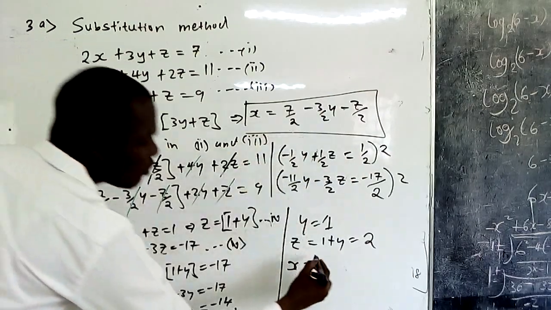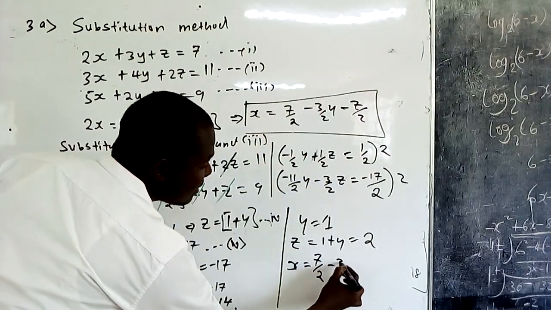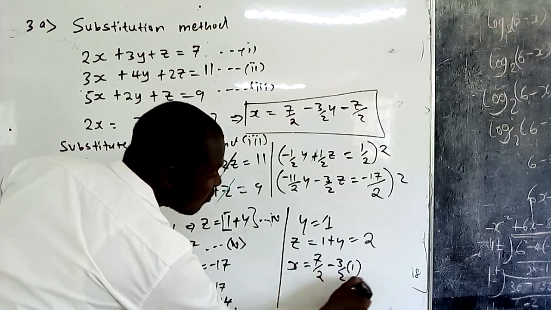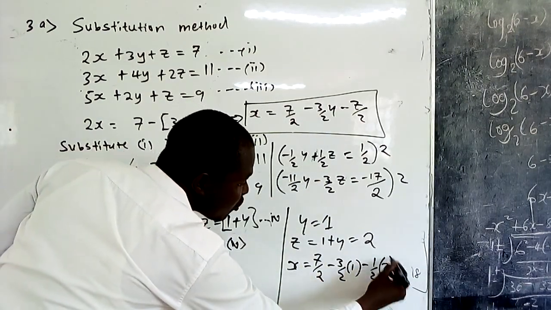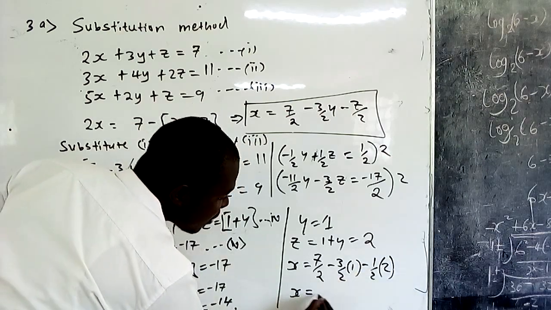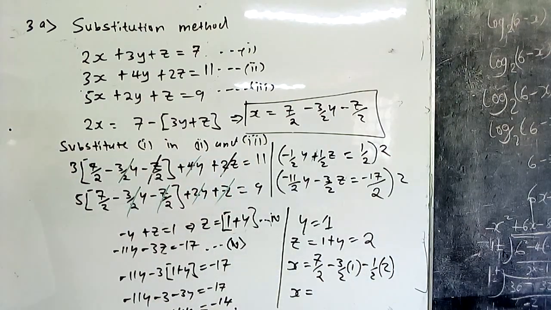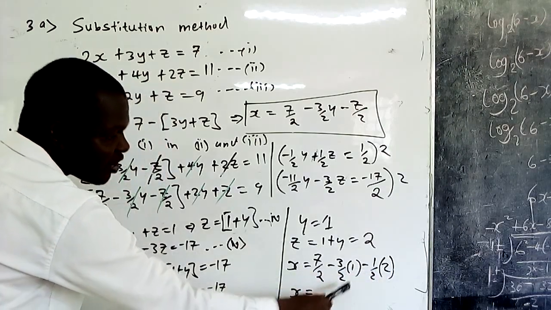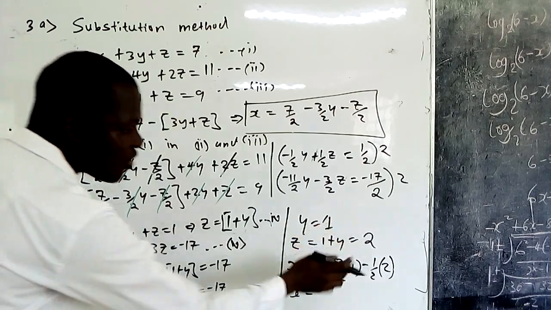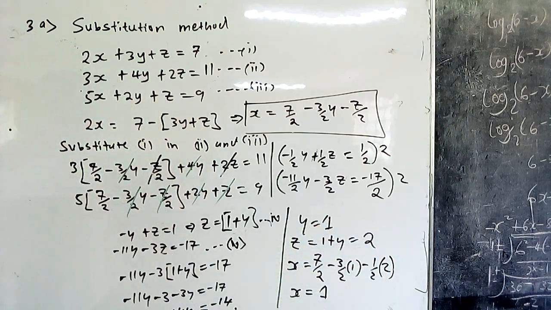What is x? 7 over 2 minus 3 over 2 into the value of y, which is 1, minus a half the value of z, which is 2, isn't it? So if you substitute that, what do you get to be the value of x? 7 over 2 minus 3 over 2, that is 4 over 2, you get 2. So the answer of x is 1, isn't it? See, a half of 2 is 1. This is 7 over 2 minus 3 over 2, that is 4 over 2, remain with 2 minus 1. So x is 1.